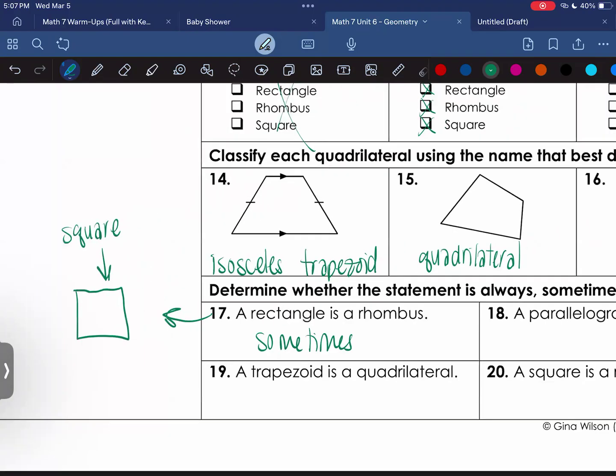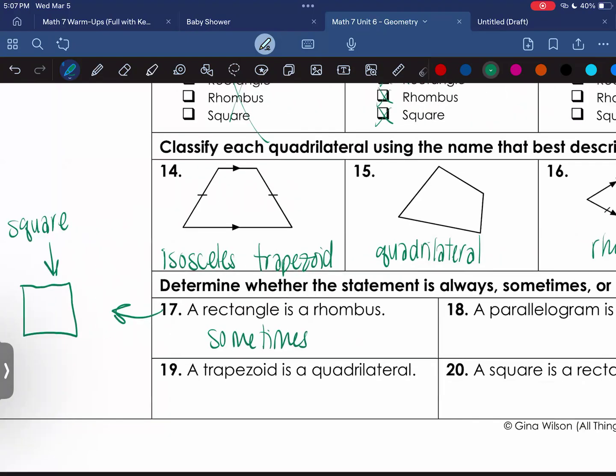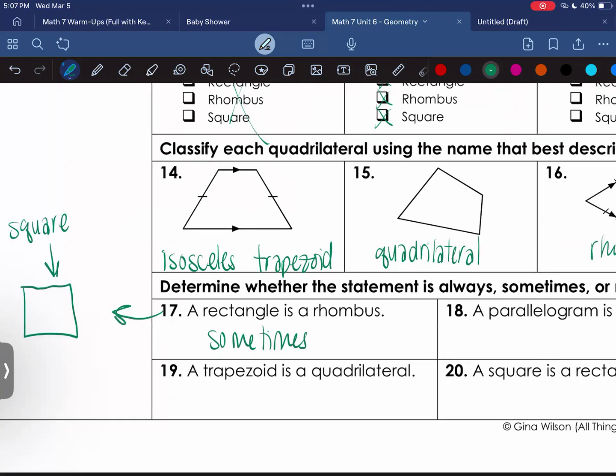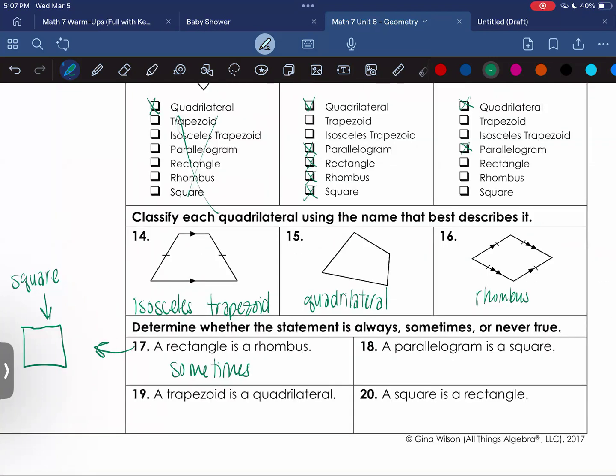All right. A parallelogram is a square. Again, this will be sometimes. A trapezoid is a quadrilateral. A trapezoid, an isosceles trapezoid, always has four sides and four angles. So this one will always be true.